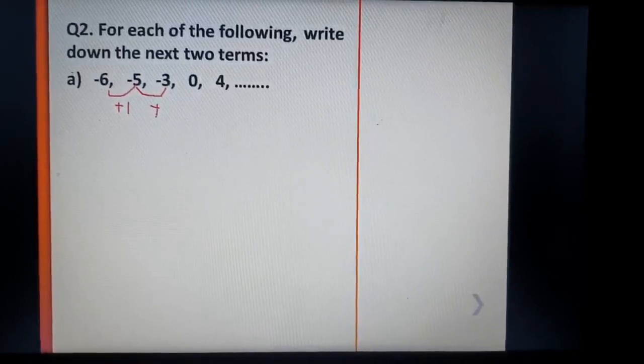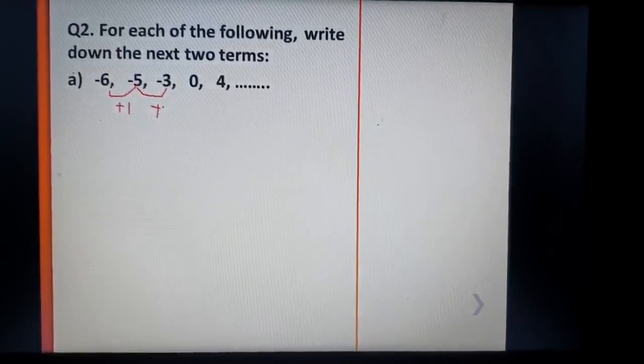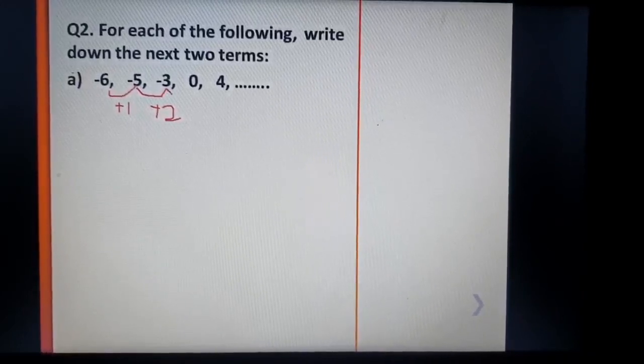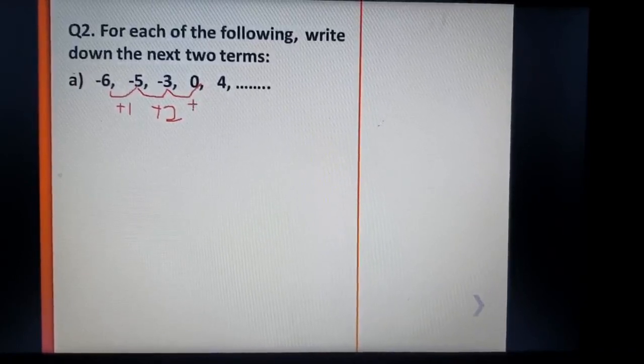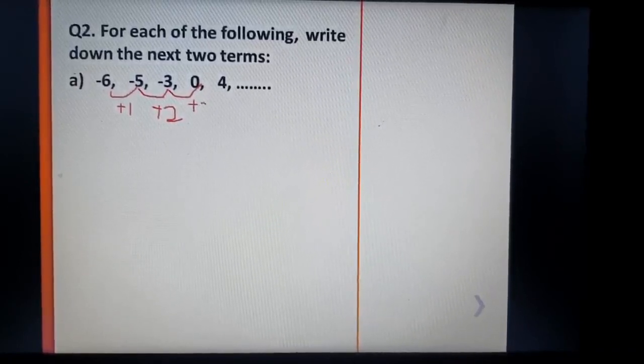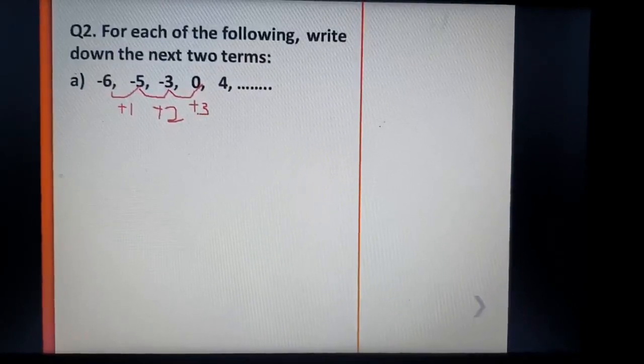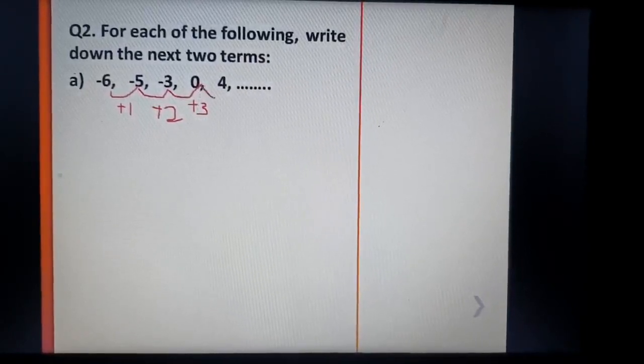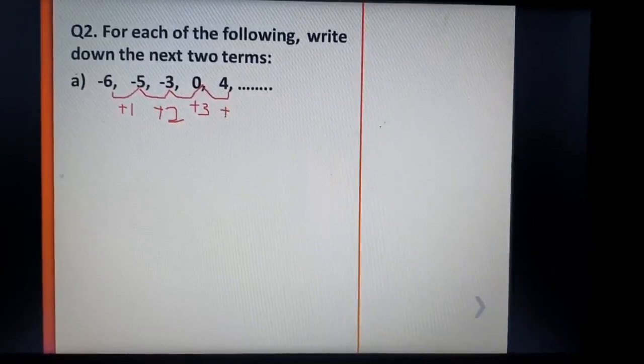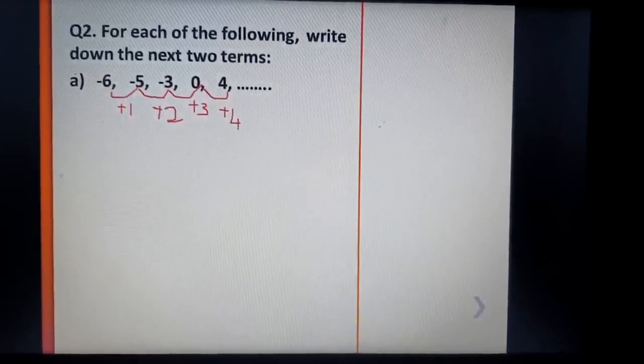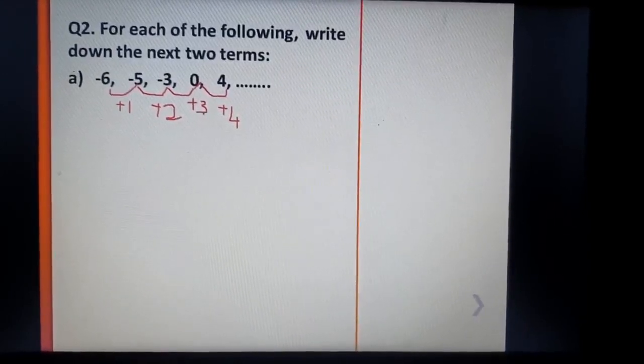So, there is no generalization for this. There is no rule for this. Okay, you are adding 2. Now again, minus 3 to become 0. What is minus 3? Plus 3? Yes, it is 0. So actually, there is no specific rule. You are adding 1, then you are adding 2, then you are adding 3, then you are adding 4.